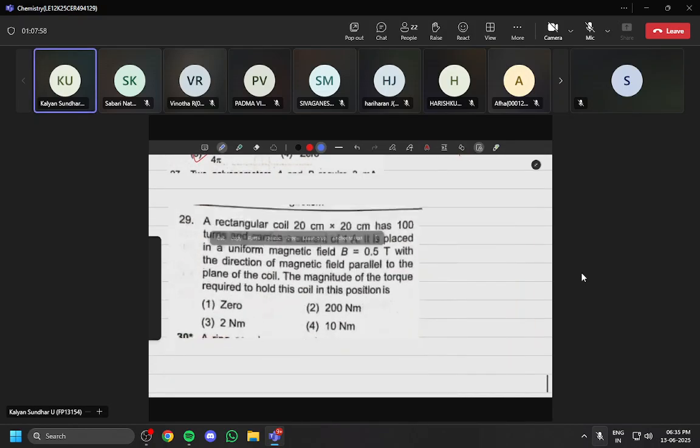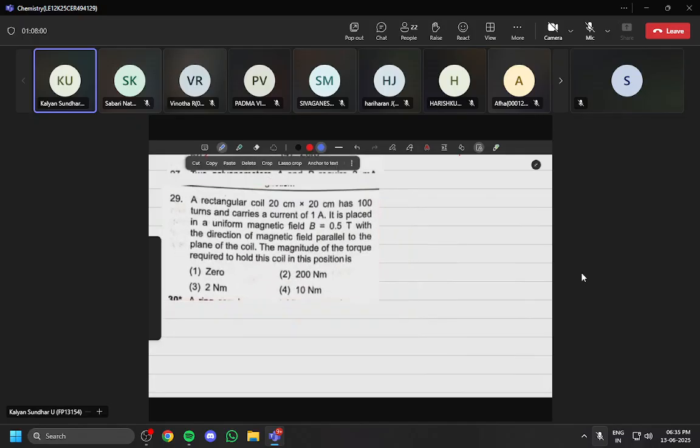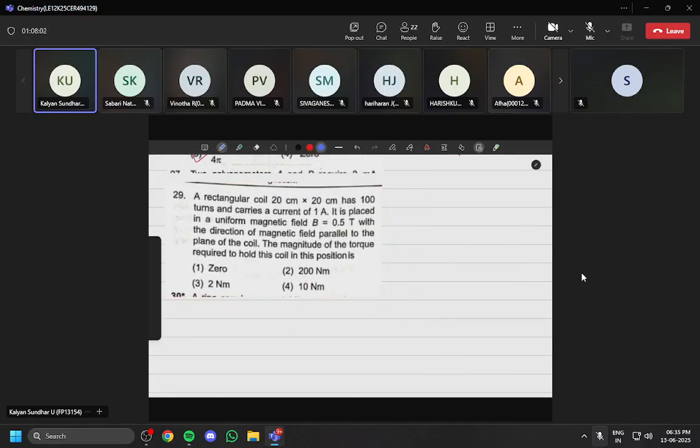Right, so this question, rectangular coil has N 100 turns, carries a current of 1 ampere. It is placed in a uniform magnetic field of 0.5 Tesla with the magnetic field parallel to the plane of the coil. Then the magnitude of torque required to hold this coil in this position. So torque oda value எவ்வளவுன்னு கேக்குறோம்.